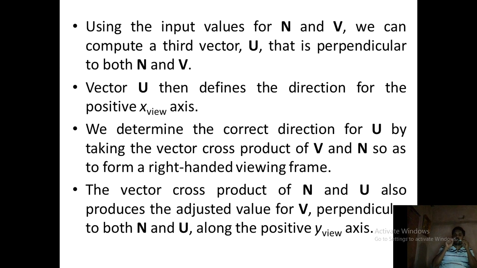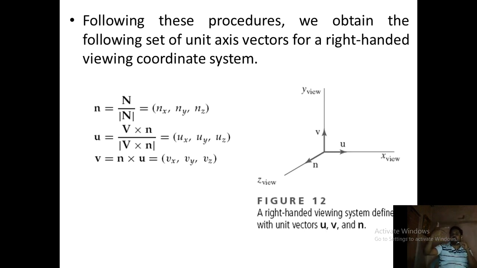That's the correct direction for u, by taking the vector cross product so as to form the right hand viewing frame, right? After that you automatically get the right hand viewing frame. The vector cross product of n and u also produces the adjusted value for v, in case v is not exactly perpendicular, perpendicular to both n and u along the positive y view axis, right? This is how we have to decide x, y, z, and then we can calculate the right hand system.